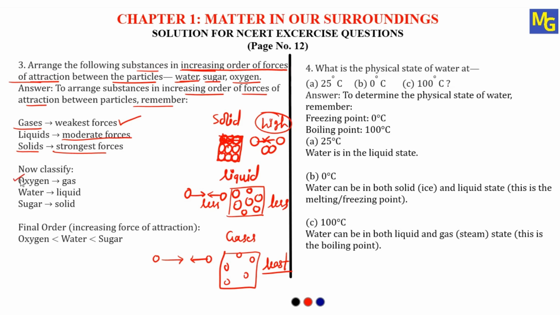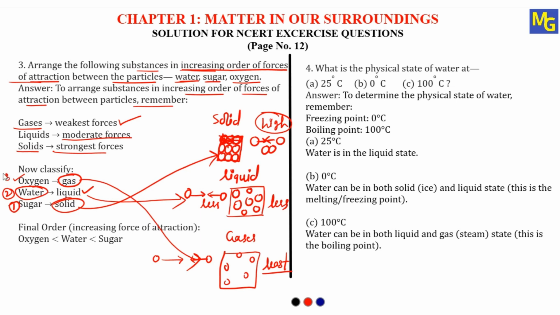Oxygen they have given. Oxygen comes under gases. So gases come here, least force. Water comes under liquid. Where is liquid? Liquid comes here. Sugar comes under solid, comes here. So the highest forces are in sugar, then comes water, and then comes oxygen.